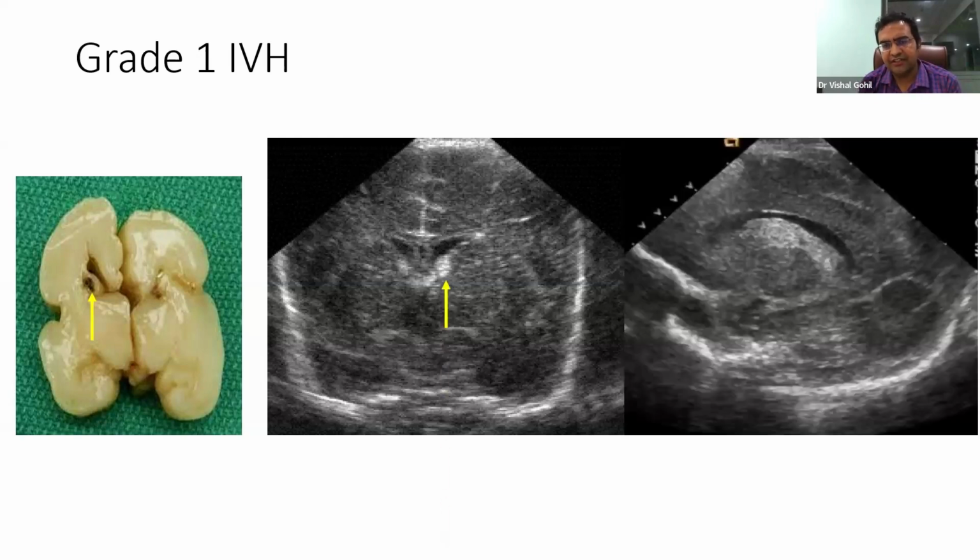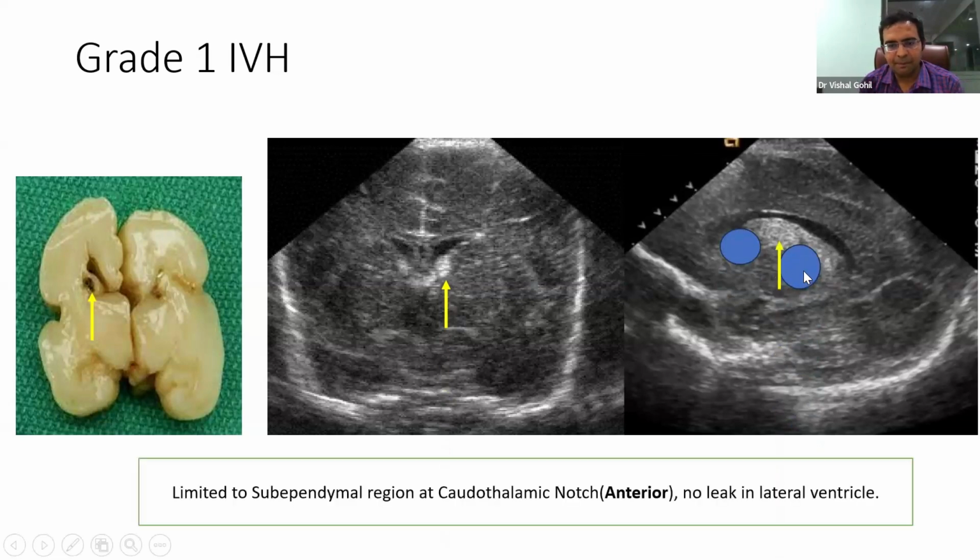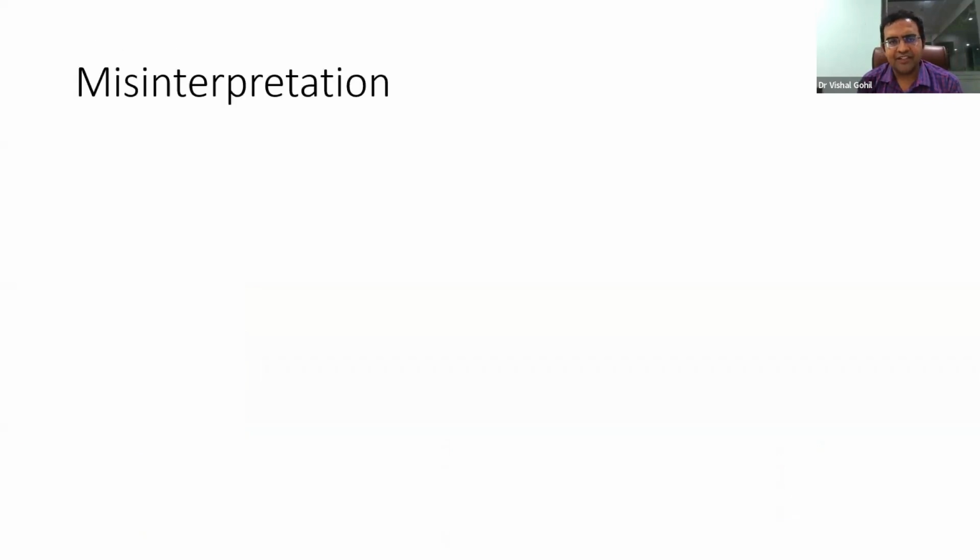For that, we need to do the parasagittal view. Okay, so we know that one. This is your lateral ventricle over here. This is your choroid plexus. This is your caudothalamic groove, and this is your grade 1 IVH. This is your caudate nucleus. This is your thalamus. So there would be no leak into the lateral ventricle. That is the main point in the grade 1 IVH.